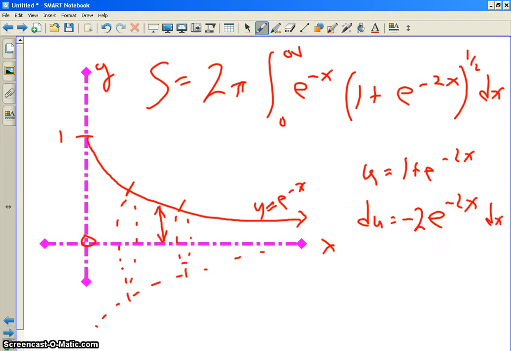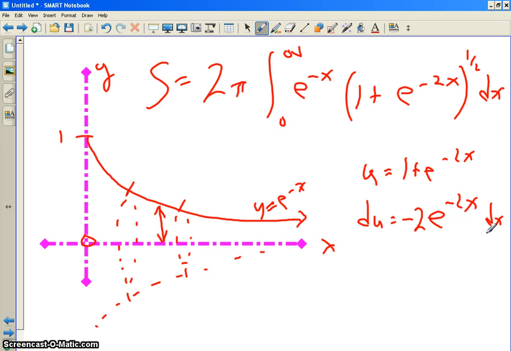Don't forget the dx. Well, that's not quite right, because I don't have an e to the 2x, do I? So it's not a u-sub, is it? If I had an e to the 2x out here, I'd be in business. Yeah, e to the negative 2x. I have e to the negative x, but not e to the negative 2x. So no, can't do it.